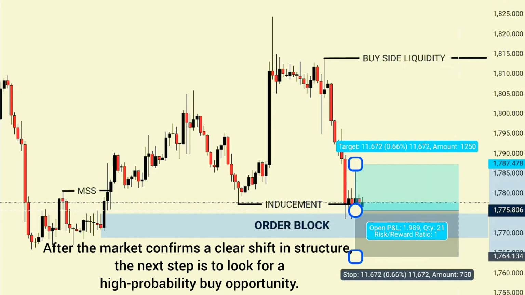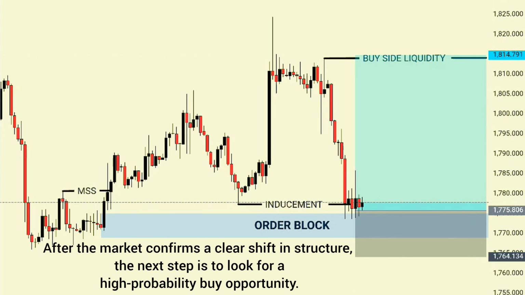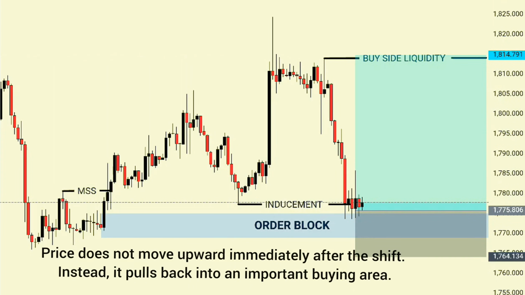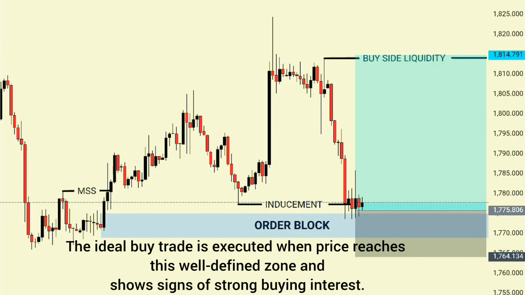After the market confirms a clear shift in structure, the next step is to look for a high-probability buy opportunity. Price does not move upward immediately after the shift. Instead, it pulls back into an important buying area. This pullback removes early buyers and collects liquidity below the zone, which sets the stage for a strong move. The ideal buy trade is executed when price reaches this well-defined zone and shows signs of strong buying interest.